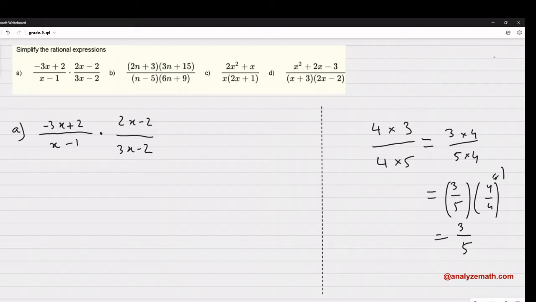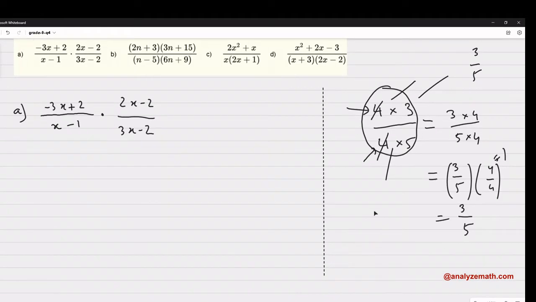Of course, we are not going to do all this each time we want to simplify. So in practice, if we have a product here and a common factor, like 4 for example, we just say divide numerator and denominator by 4. And then we are left with 3 over 5. Good. This is exactly what we are going to do, but with expressions.